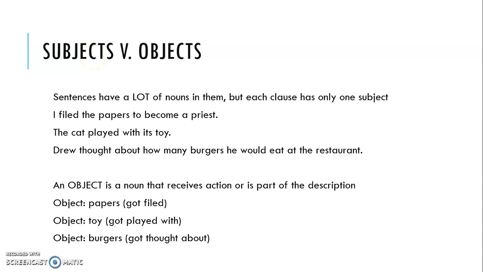Basically, what I want you to know from that is that sentences can have many nouns in them, but every clause only has one subject. Sometimes that subject is a compound subject, but it's still only one subject. Right? Objects are also nouns in sentences, but usually they receive action or are part of the description.